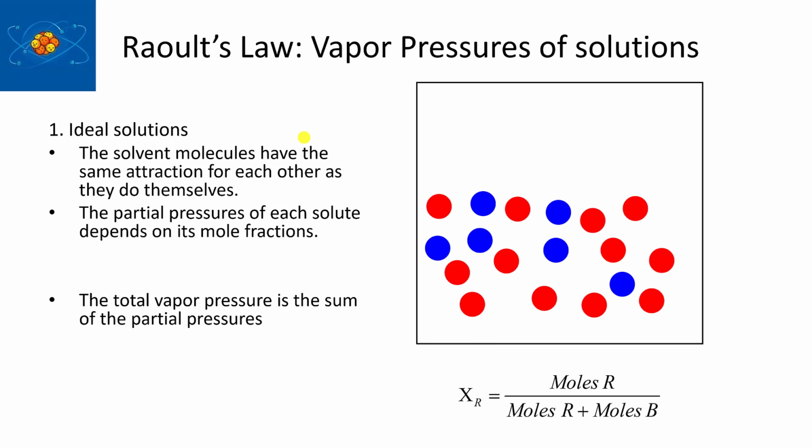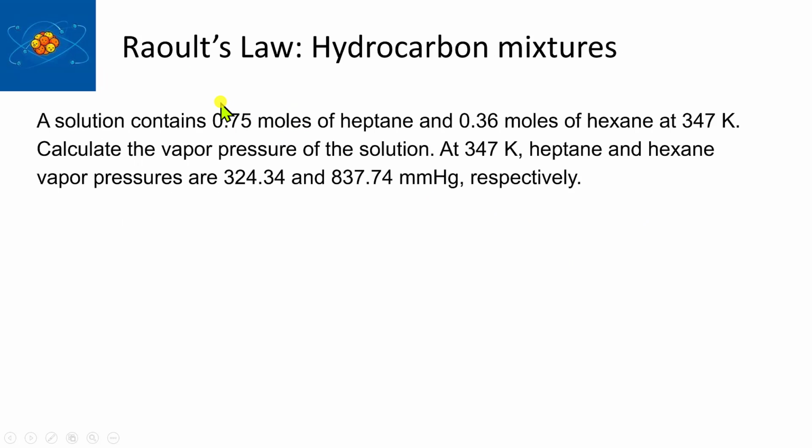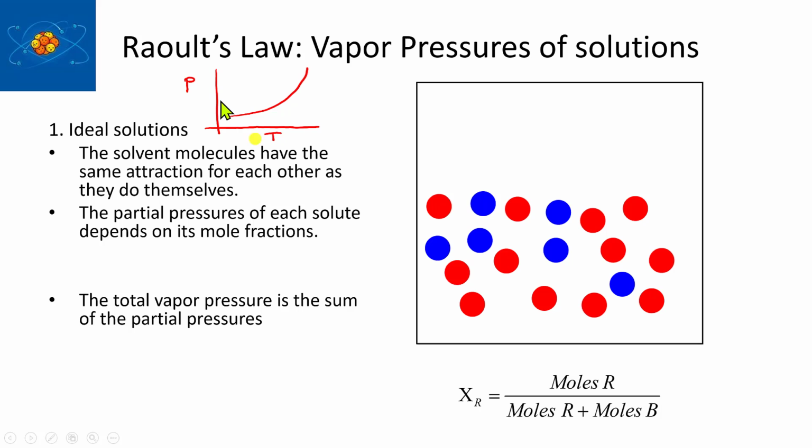So before we get started on Raoult's law, I wanted to briefly review vapor pressure curves. If you remember, if you take a liquid and put it inside a container and change the temperature, the vapor pressure, that is the gas that comes off of the liquid, increases in a fashion something like this. This would be the vapor pressure and the temperature, and it increases exponentially with temperature. So that's what it looks like when you have a pure substance.